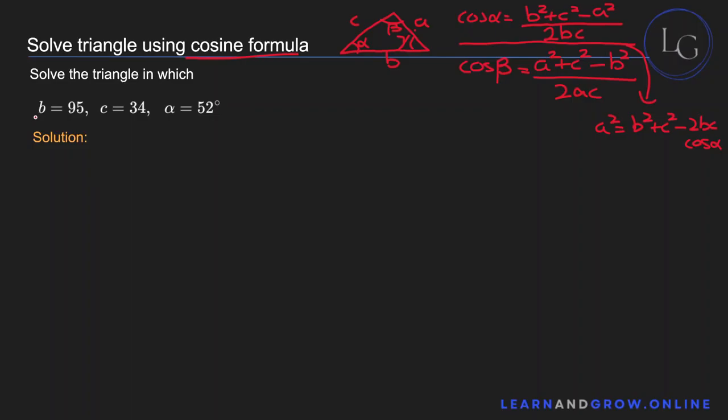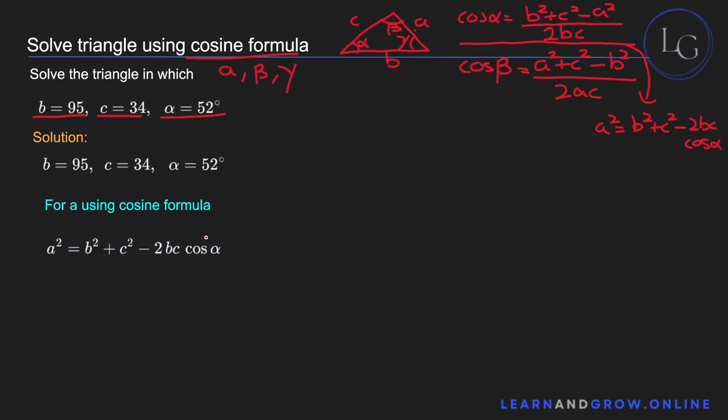You have been given that the side B is 95 and the side C is 34 and the angle alpha is 52. Now let's see how you'll find out the side A, the angle beta, and the angle gamma, because those are the only things remaining to solve the triangle. Now using the cosine formula, using the angle alpha, because that's the one given to us, you can find out the value of the side A, which we have to find.